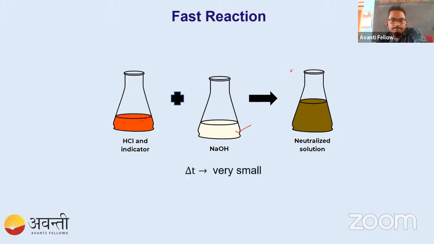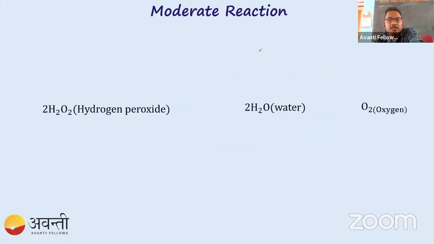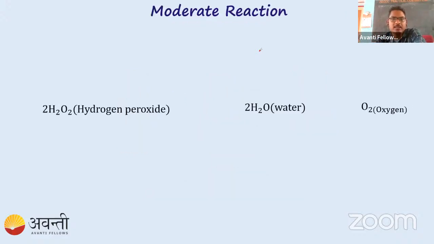So why is this a fast reaction? Because whatever time they're taking, that is too small. So that is why rate is high. So this is called fast reaction. And for example, we can take an acid-base reaction. Any other chemical reaction you can take, those are fast reactions. ठीक ना? After that, let's see moderate reaction.